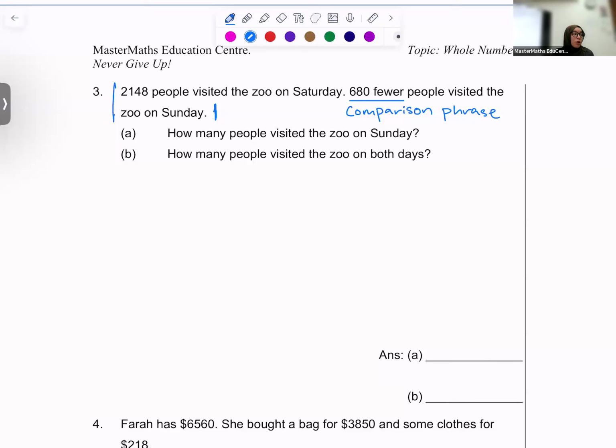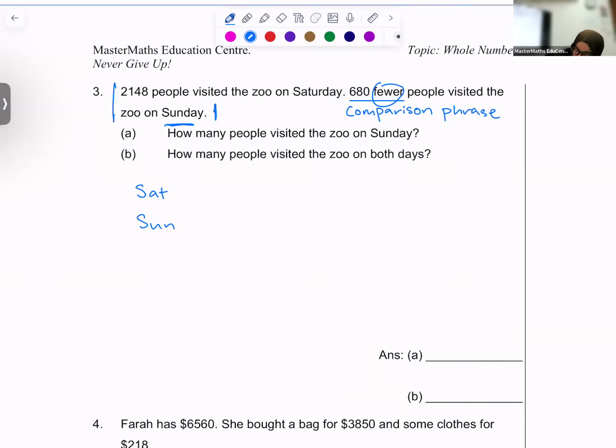We're comparing the number of people who went on Saturday with the number of people who went on Sunday. Elvira, which one has more people, Saturday or Sunday? Very good, Saturday. On Sunday, we have fewer people. So on Saturday, we would have more people. So what we can do is draw our model first. We don't have to spell out the whole thing. We can just write it like this.